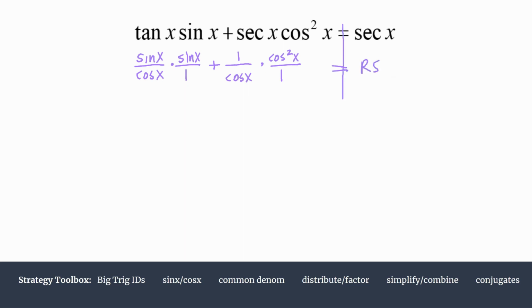I like to draw this vertical bar here just as a reminder. Don't work on that right side. We can't add or subtract things to both sides. We can't divide both sides. When we're in the act of proving an identity, we only can manipulate one side.